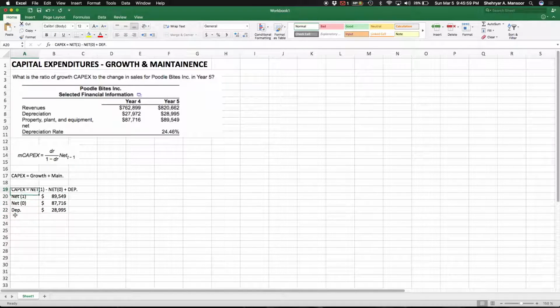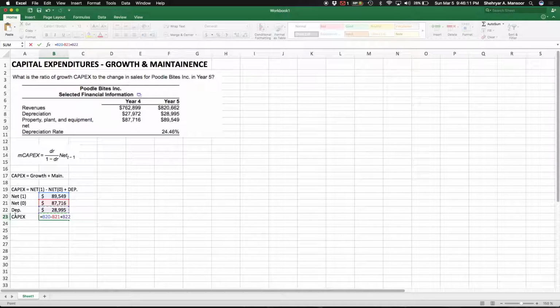Okay, so now we need to calculate capex, and it's a very simple formula. I wrote it up there. So you can basically find that capex is what you have in year 1 minus what you have in year 0. You add back your depreciation, and this is the amount of capital expenditures you did in year 5. That's fine, but we don't know what proportion of that was growth and what proportion of that was maintenance.